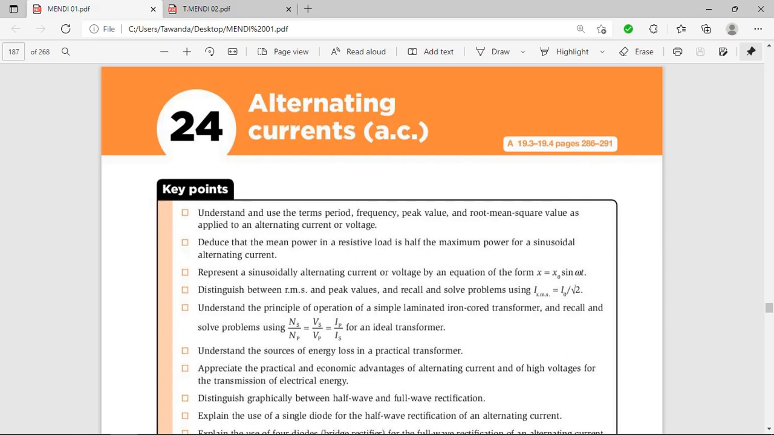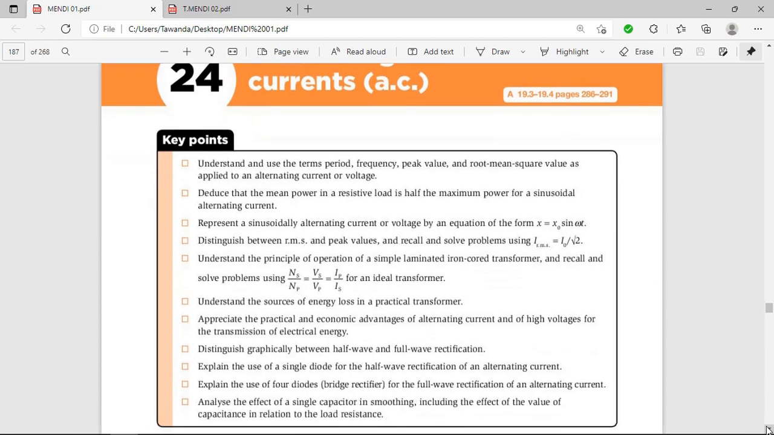Right, good morning. We are now moving on to alternating currents, the one we are saying AC. After this lesson, here are the key points that you must know.